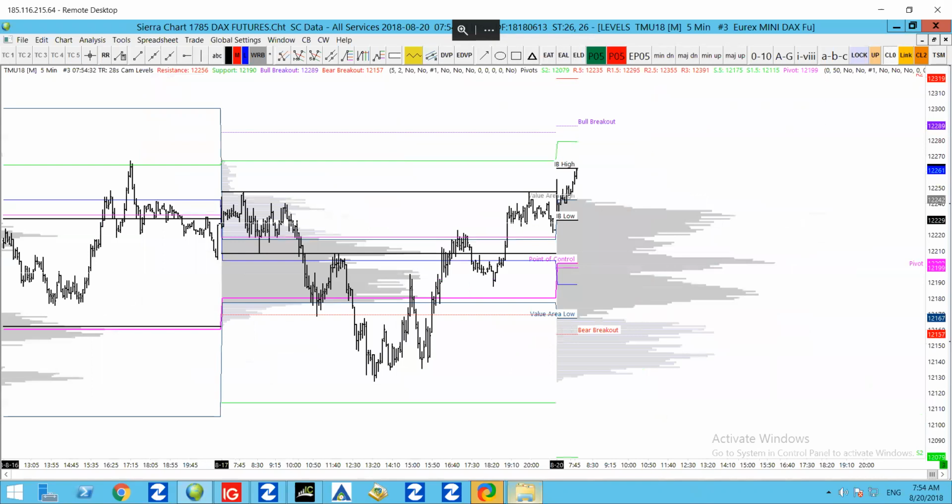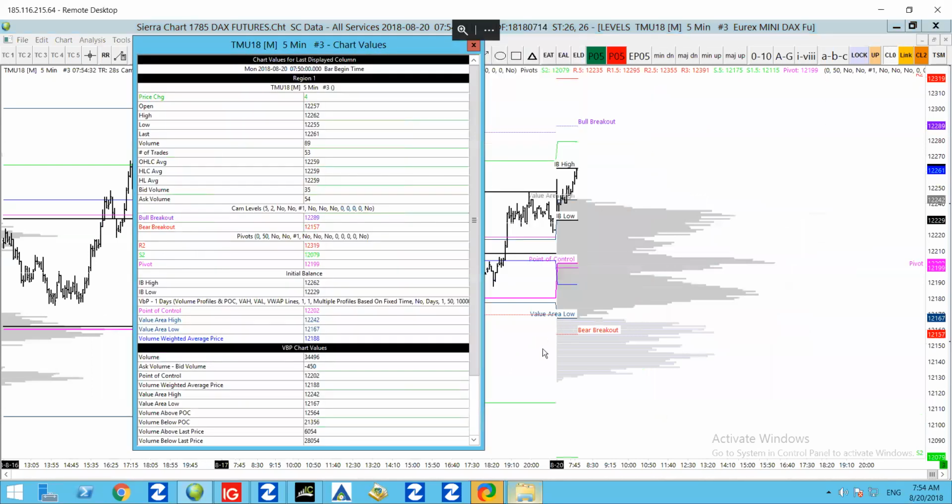The levels, let's just put them on the chart for you. Those are: Pivots 199, breakout above 289, breakout below 157. Point of control was 202. VWAP was 188. And we are above Friday's value area high, which was at 242.